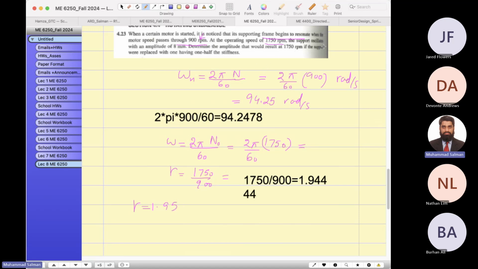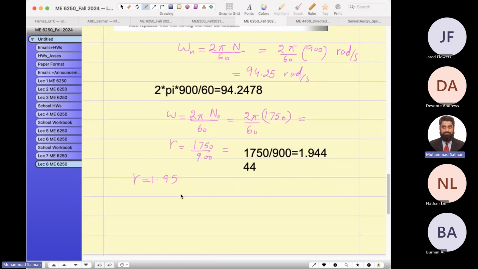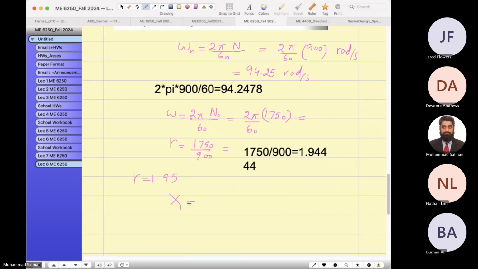Now it says the support oscillates with an amplitude. So you see the amplitude is given. The amplitude of the support is 8 millimeters, or I can convert it into meters. Agreed?